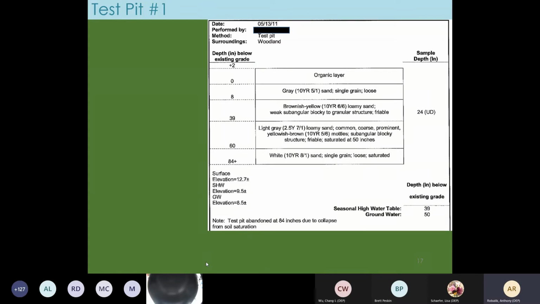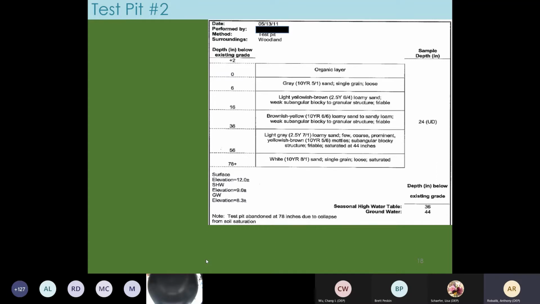Also on the right-hand side, you can see that they collected an undisturbed sample at 24 inches deep. So keeping in mind that the sample that they collect and test needs to be in the most hydraulically restrictive layer that is above the seasonal high water table, it seems the sample is at an acceptable depth. There's a sand layer, then a loamy sand layer, and they took the sample from the more restrictive loamy sand layer.